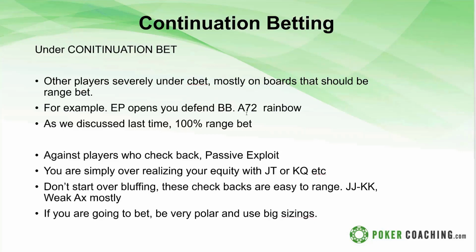And if you're going to bet into them, you're going to be very polar and using huge sizings. So that range I just said, if I am going to bet, I'm not going to bet very often because I'm just going to passively exploit them by just over-realizing my equity. But when I do, like if I have an ace-queen or something and they check back, I'm going to start betting like 1.5x pot. And I can start bluffing, the correct number of combos to balance that with my hands like 5-4 suited or 3-4 suited on this ace-7 deuce, or maybe like the deuce-3 or deuce-4, hands that have 5 clean outs against those jacks through kings.